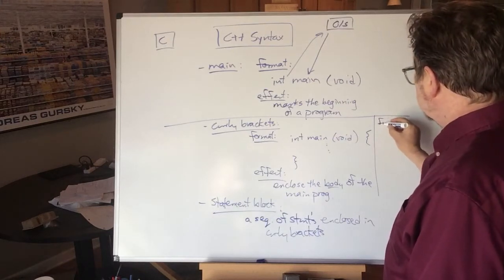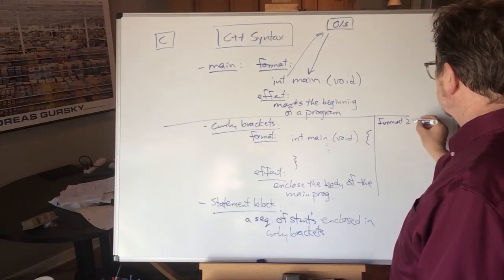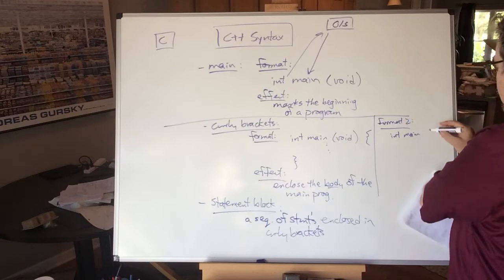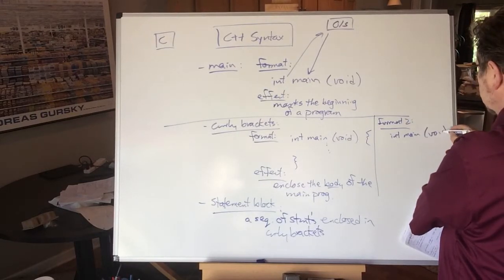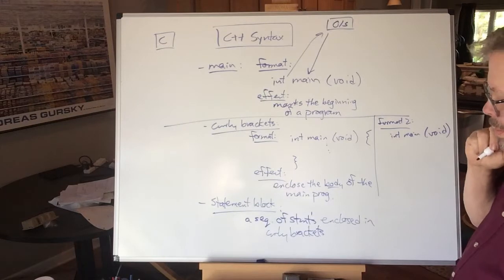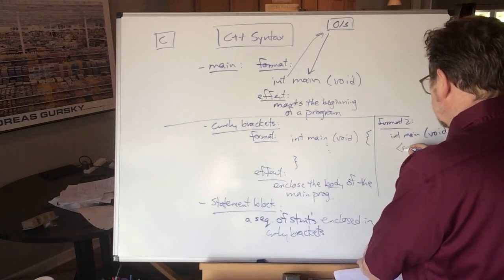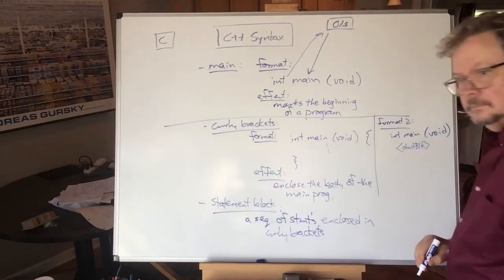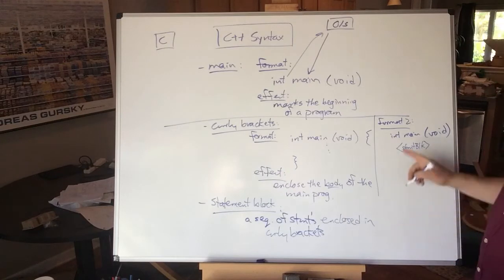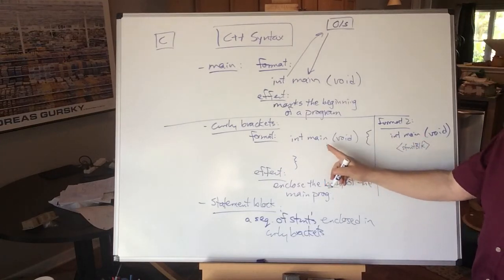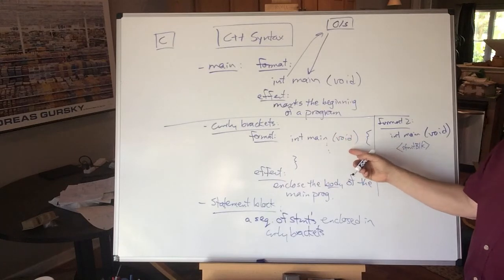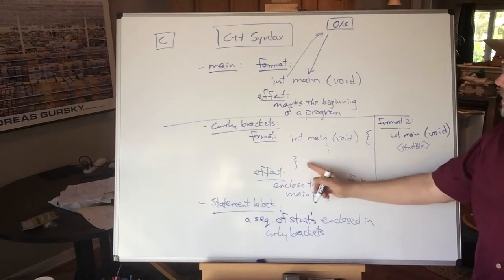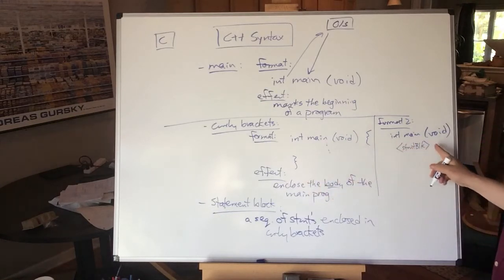Here's format 2 for the main program. Format 2, int main void. See how I got that memorized? There are not a whole lot of things I've got memorized, but I got that. Int main void, and then pointing brackets, S-T-M-T-B-L-K. I'm going to claim to you that this is exactly the same thing as that. This says the format for using curly brackets to define the beginning and end of the main program are open a curly bracket, do all your stuff, put all the statements, then put a closing curly bracket. This is saying the same thing in a different way.